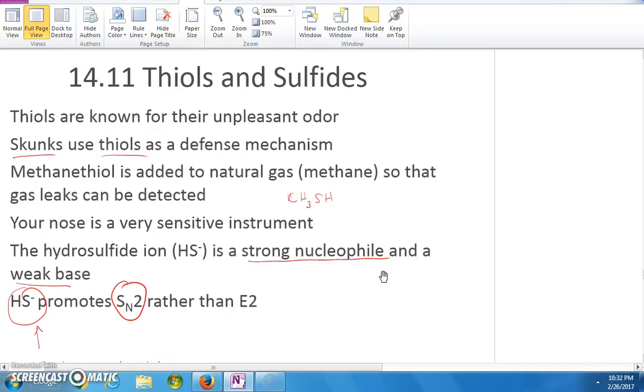Now, methane thiol is added to natural gas, methane, to detect gas leaks. That's because ordinarily methane is odorless. So how would you know if you had a gas leak in your home if you are dealing with an odorless gas? The best way to do it is by introducing a pungent smelling gas like methane thiol. It contains sulfur, and so when there's a gas leak, you smell something like sulfur. It's just a trace of methane thiol that has been introduced into natural gas to be able to detect it.